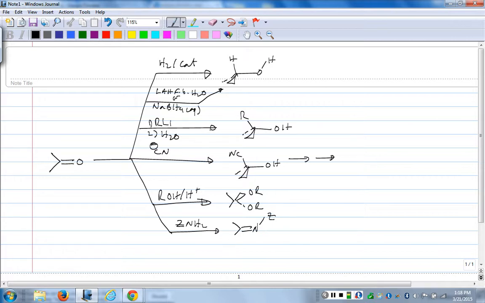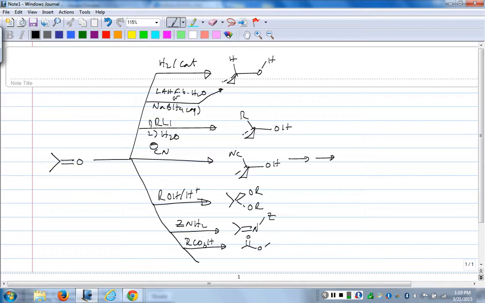We're also going to explore reactions with peracids. This is called the Baeyer-Villiger reaction. And interestingly enough, what this will give you is an ester. We will talk about the peculiarities of this reaction in a second.